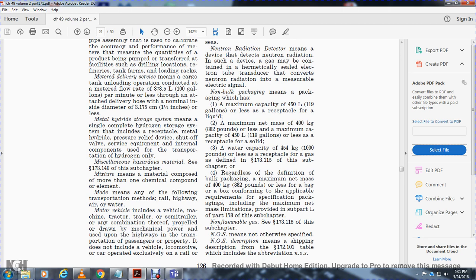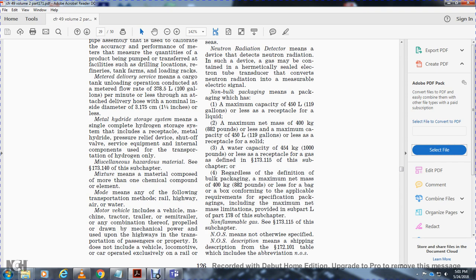Miscellaneous hazardous material, see 173.140 of the subchapter. Mixture means a material composed of more than one chemical compound or element. Mode means any of the following transportation methods: railway, highway, air, water. Motor vehicle includes a vehicle, machine, tractor, trailer, or semitrailer, or any combination thereof, propelled or drawn by mechanical power and used upon the highways in the transportation of passengers or property.